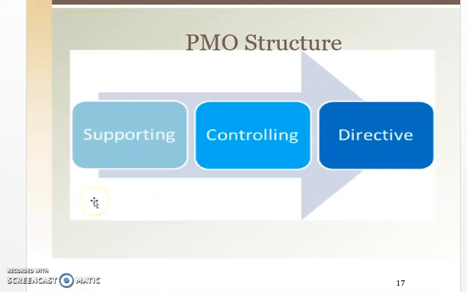These are the three PMO structures: supporting, controlling and directive. The PMO will have a lot of supporting staff. It's a separate center which controls all the projects and programs running under an organization. Resources are commonly shared with the projects, and directions are centrally given.